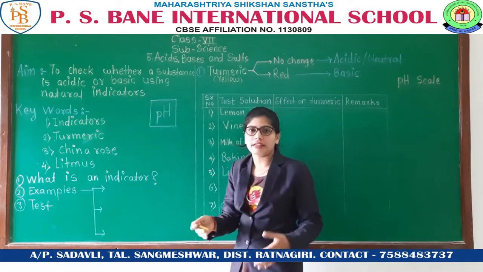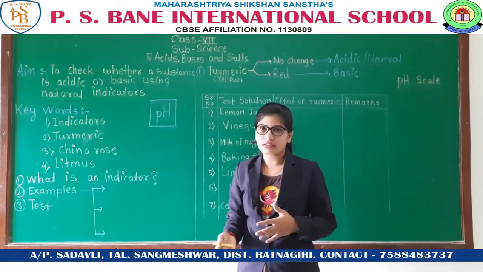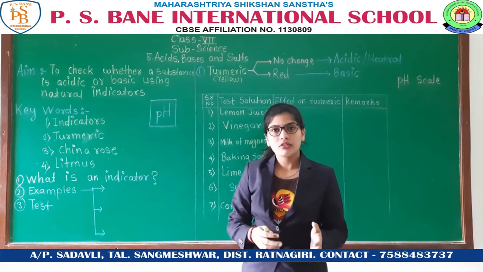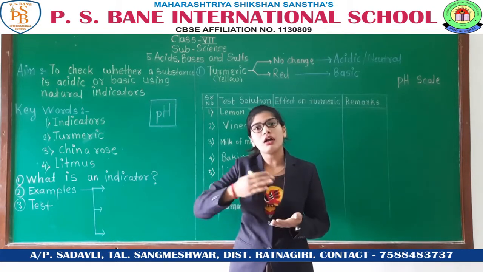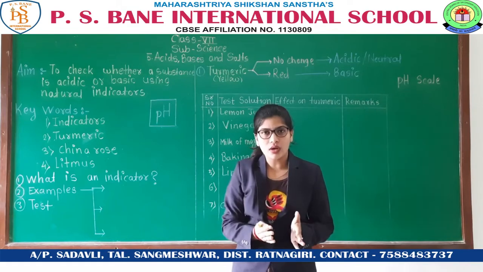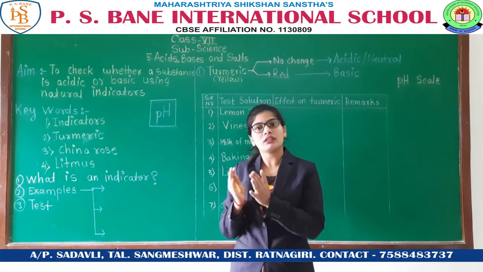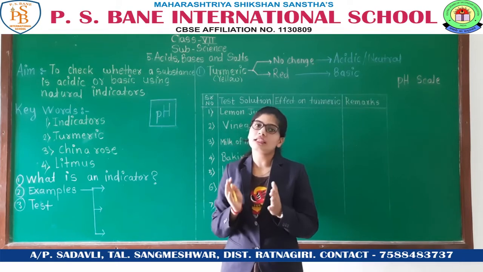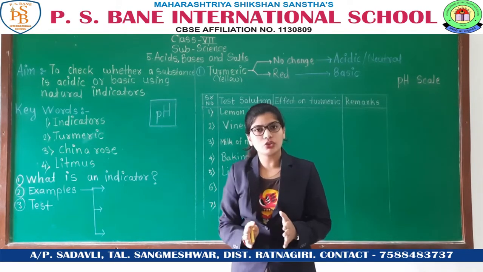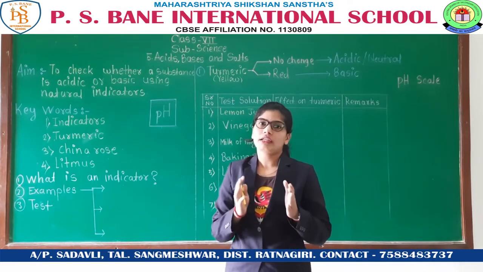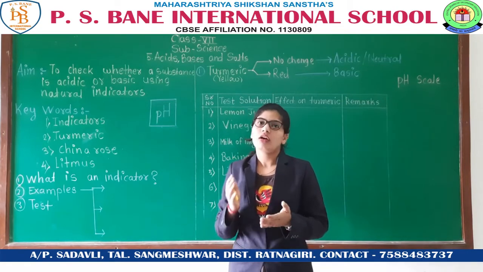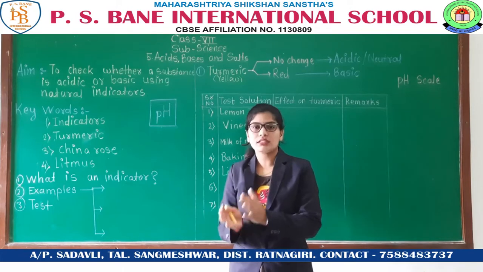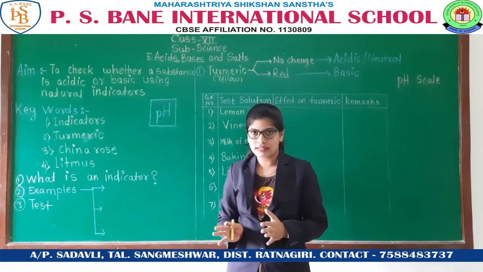We can say that acid means a sour taste and basic means a bitter taste. But we cannot taste all substances, and that's why we use other substances known as indicators. Understood what indicators are? They are chemical substances that we use to check whether a substance is acidic or basic.